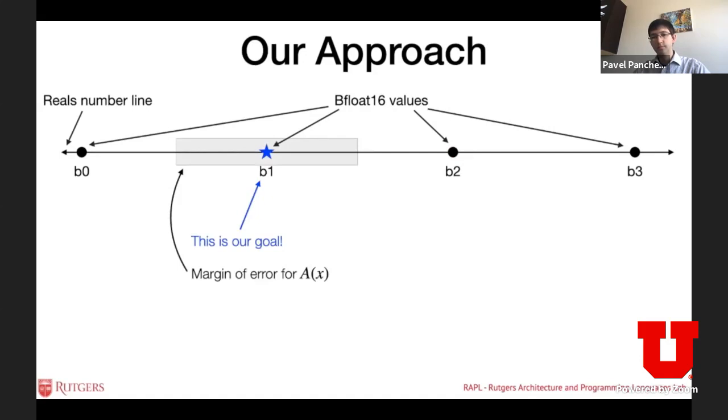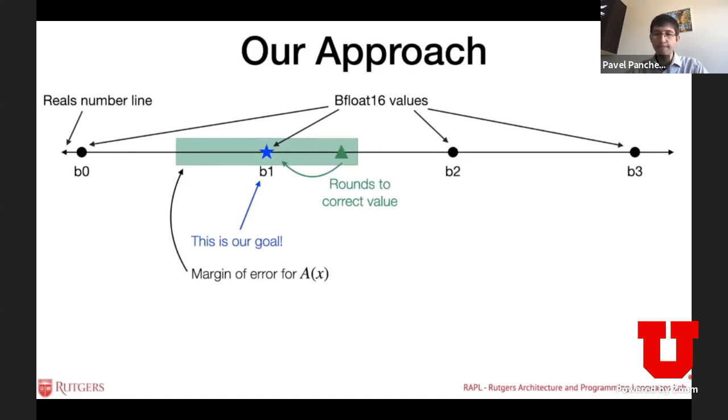The goal of a of x should be to return a value within this gray interval we talked about, so that if we round the result, it rounds to b1. In other words, our a of x can return this value, this value, this value, or this value, and still the result will be correctly rounded to b1. And now our margin of error for a of x is significantly larger than what we had before.